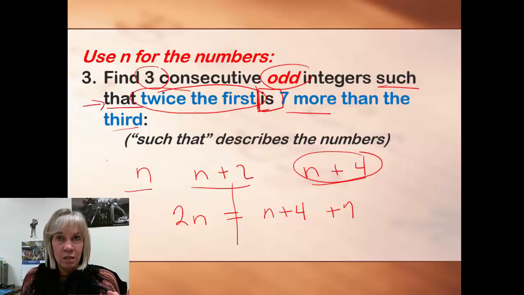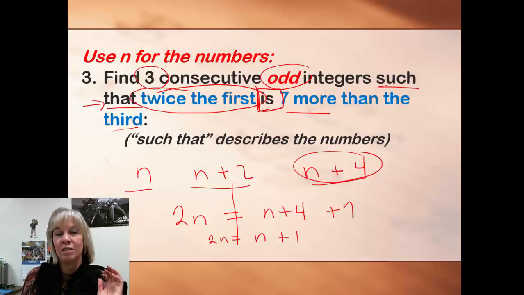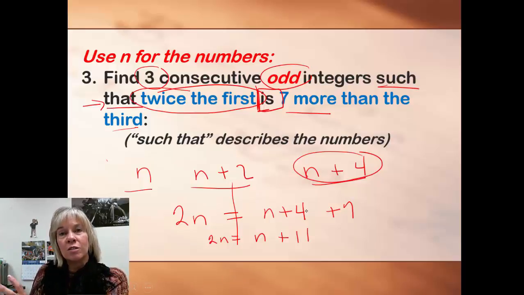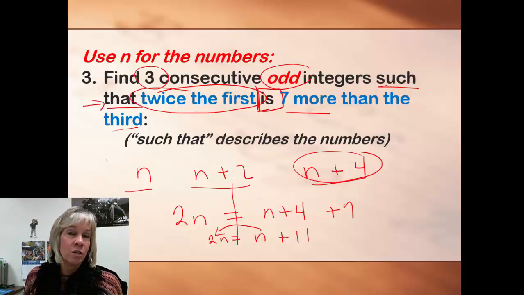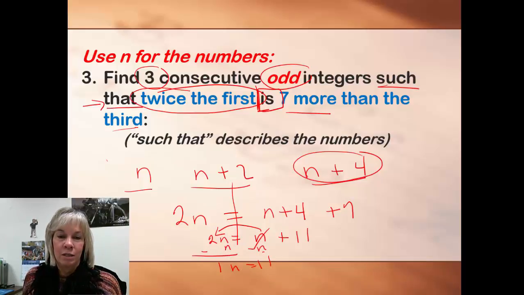Combine like terms. Is there anything we can combine? Yes. 4 plus 7. So I'm going to bring down 2n. N plus 4 plus 7 is 11. And now solve. All right, how do we solve this? We put our variables on one side, our constants on the other side. So we need to move the n across our equal sign. That's a positive n, so we're going to subtract n, and that will be 1n equals 11. Okay, so that is n.